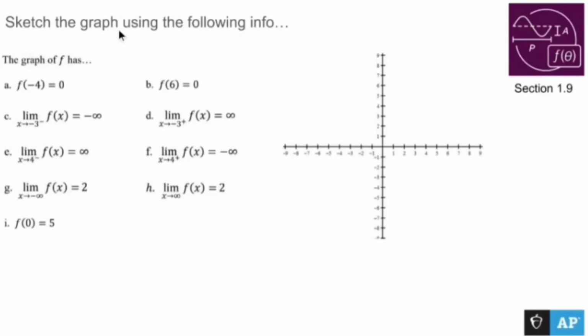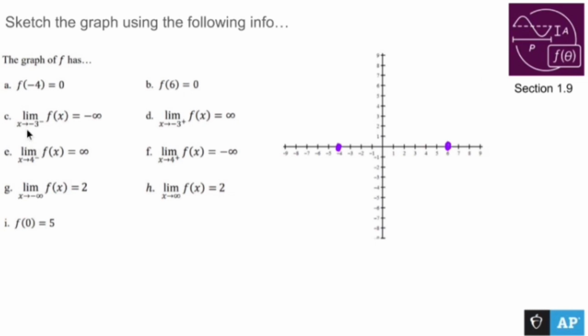Ooh, time to show off my ability to sketch a graph, which is bad. I'm given all of this information right here, so I'm just going to draw stuff on this picture and see what happens. At -4, I get 0, so I'm going to put that there. Part A is done. At 6, I get 0, so I'm going to put a dot there. At 6, there I'm done.